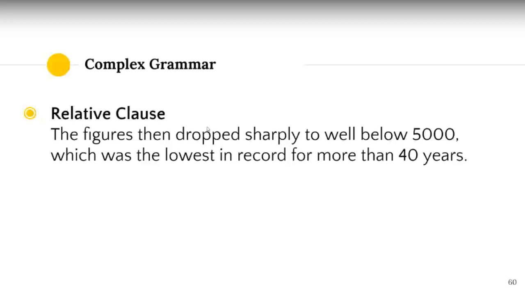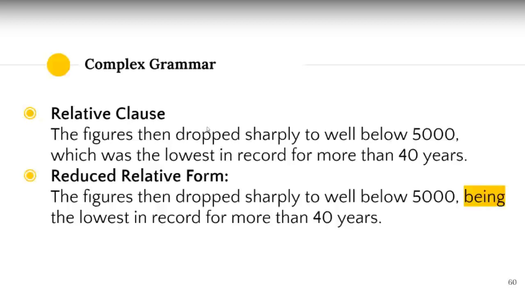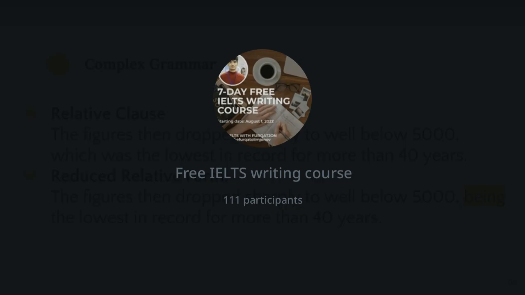All right, Kim, Pak, To, Ryo. Lowing. Lowing is not a verb, okay? You need to find the verb and change it into ing. Low is not a verb, low is an adjective. Not lowered. So the only verb here is was, so it will just change into being. Thank you guys if you got it right, but if you didn't, now you know. I'm trying to teach you guys. So the figures then dropped sharply to well below 5,000, being the lowest on record for more than 40 years.